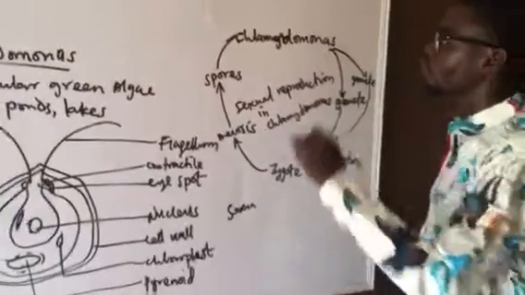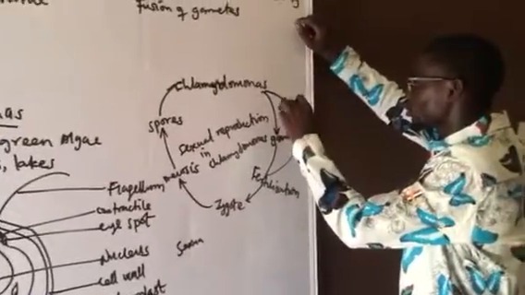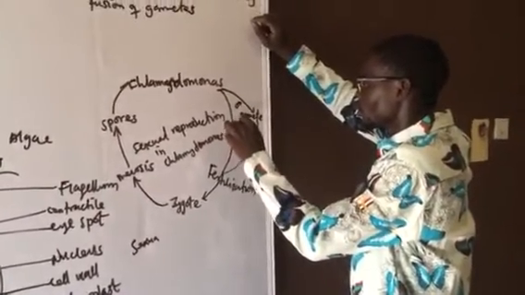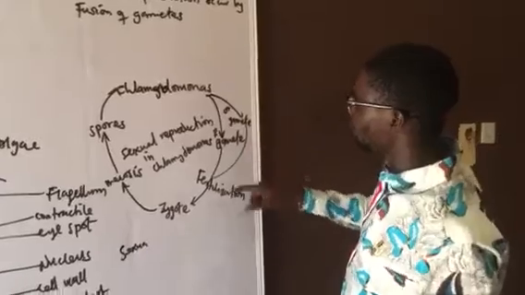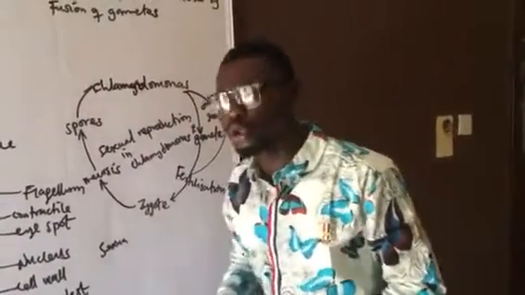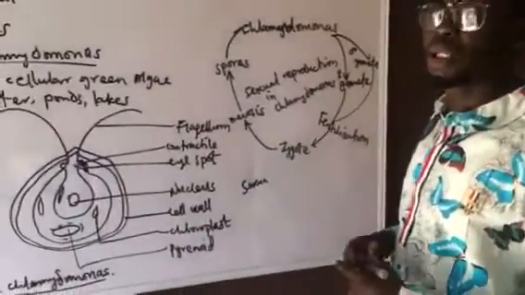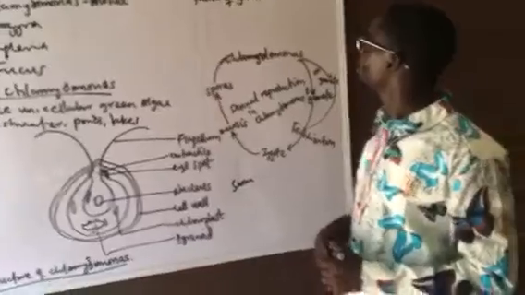So when we have the Chlamydomonas, it will produce the male gamete and the female gamete. So when the male and the female gamete fuse together, we have zygotes, and these zygotes will carry out meiosis, reduction division, to form the spores. So these spores germinate to give us a real Chlamydomonas.